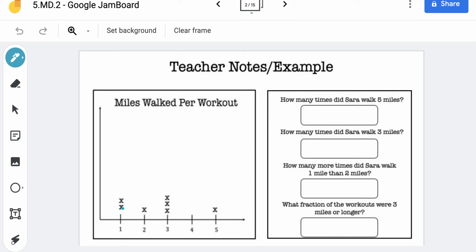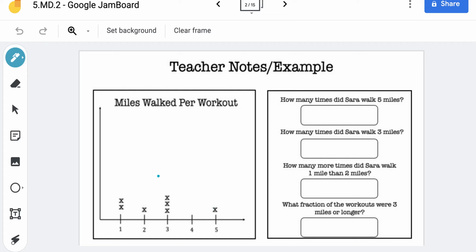All right, so this right here is actually an example of a line plot. What this line plot shows is the miles walked per workout by Sarah. Each one of these X's represents a piece of the data. So this one would be 1 mile walked, 2 is 2 miles, 3 miles, 4 miles, and 5 miles. It looks like Sarah walked 1 mile twice, 2 miles once, 3 miles 3 times. She didn't walk 4 miles at all, and then she walked 5 miles 1 time.